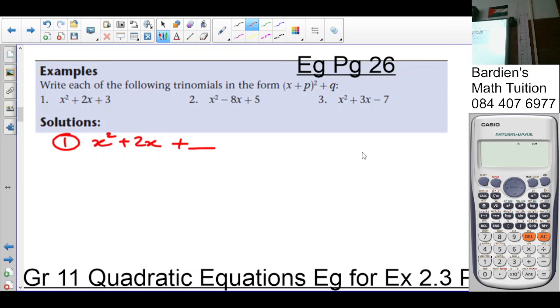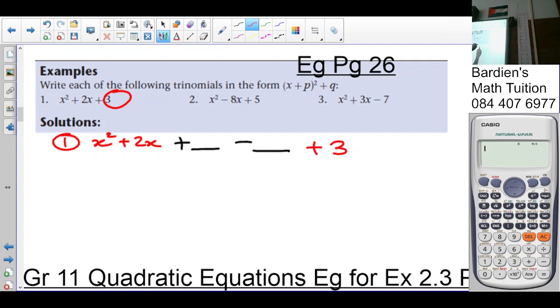No? Right. So, whatever number we're adding here to complete the square with, that same number we must take away. Why? For the expression still to balance. To retain its same value. Okay? Plus 3. Now that plus 3 is this 3. You all understand? So what number must be added here to complete the square with?